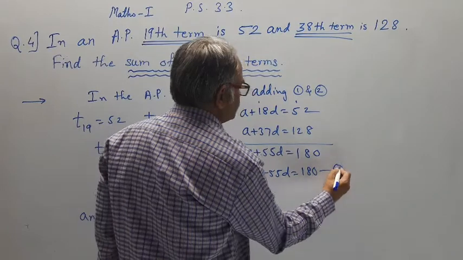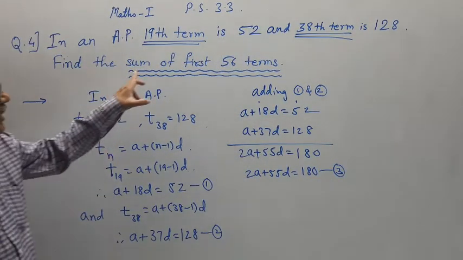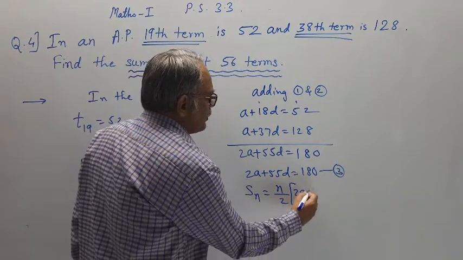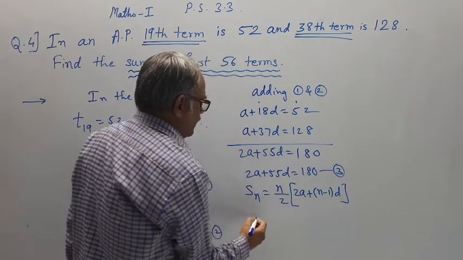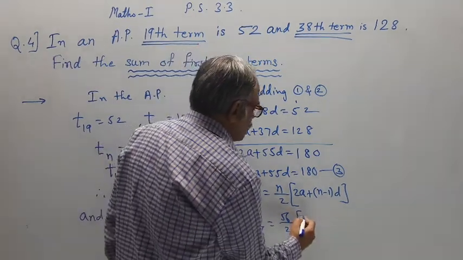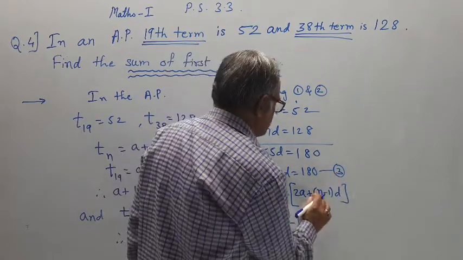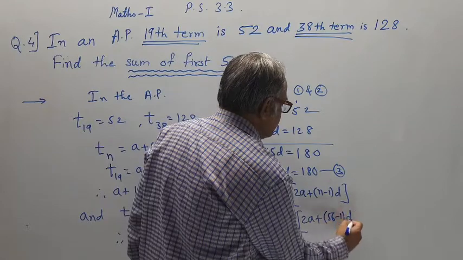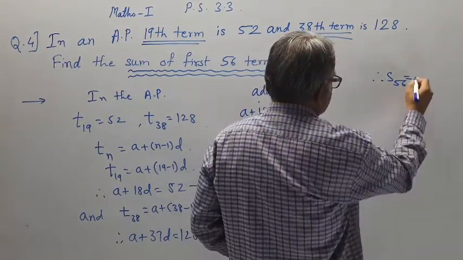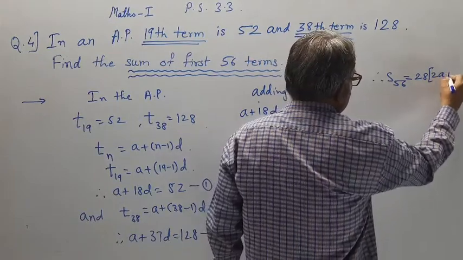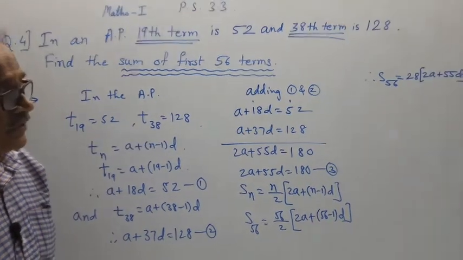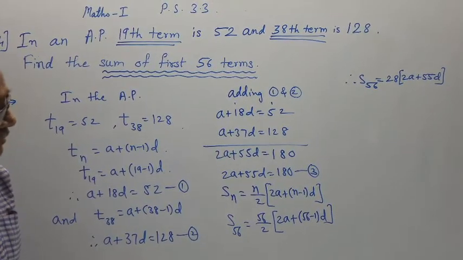Now we have to use the Sn formula, and for S56, the Sn formula is n by 2 bracket 2A plus n minus 1 into D. S56 is 56 upon 2 bracket 2A plus, A is not known, D is not known, so we only substitute the n value, 56 minus 1 into D. Therefore, S56 is equal to 56 upon 2 is 28 into bracket 2A plus 55D. S56 is equal to 28 bracket 2A plus 55D.